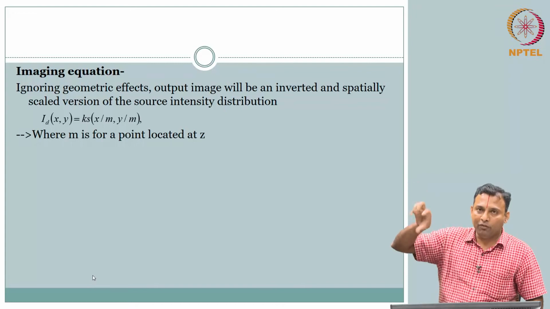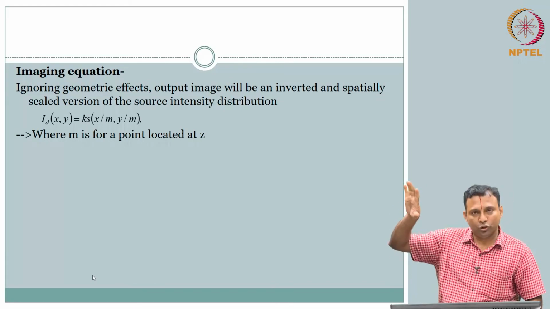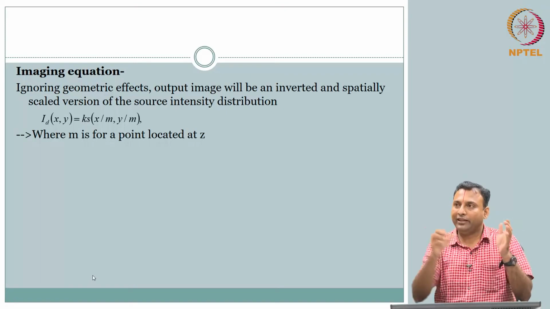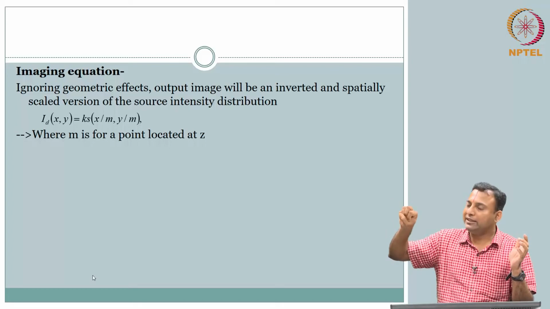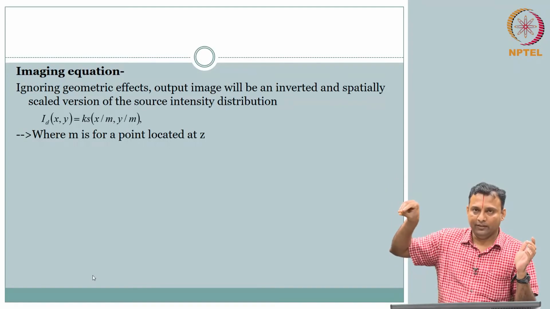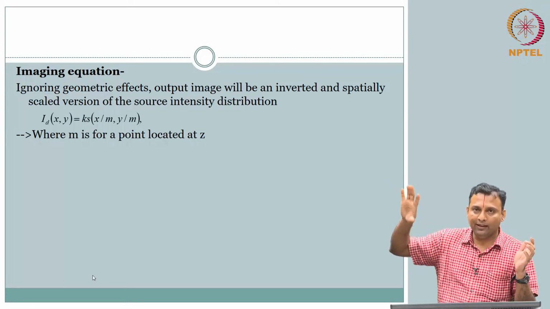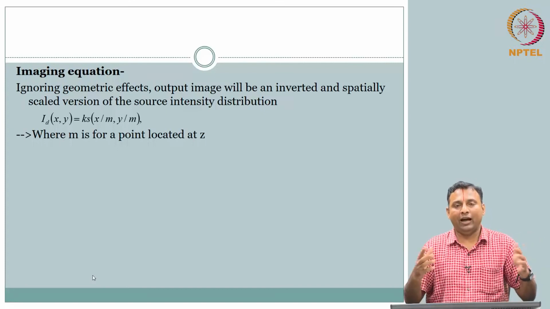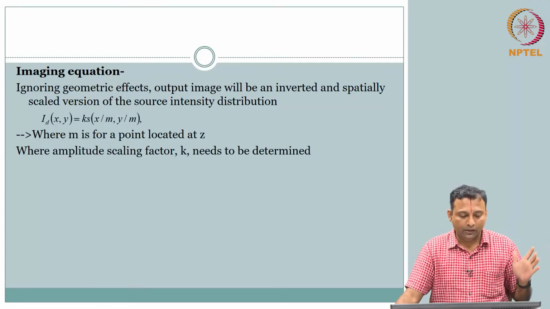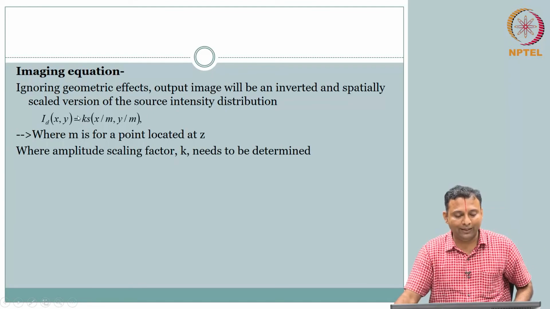But the sum of all the intensities on this detector area should be the same as the sum of intensities that came in. What went in came out. The only thing is it is spread out depending on the magnification factor. If you take the net sum over the area, that has to be the same, assuming there is no other loss and other things. So the amplitude scaling factor needs to be determined.